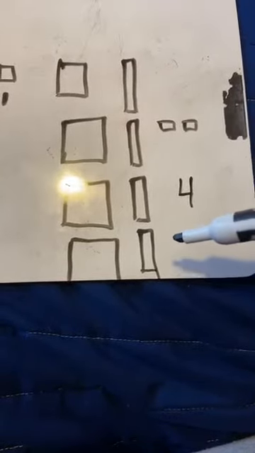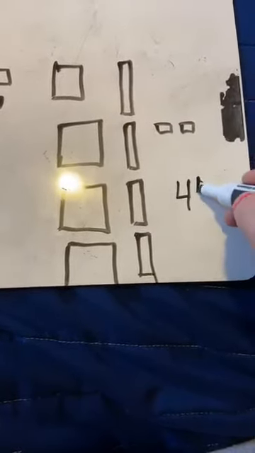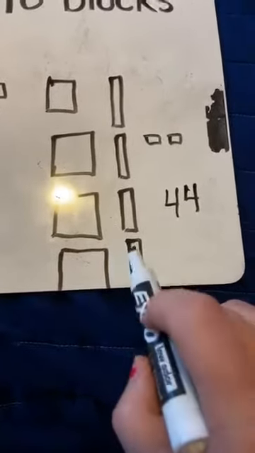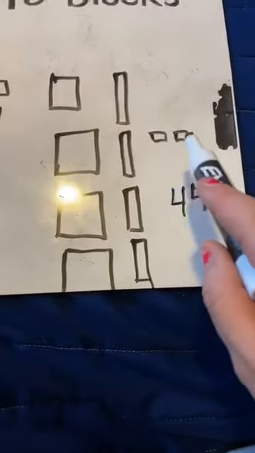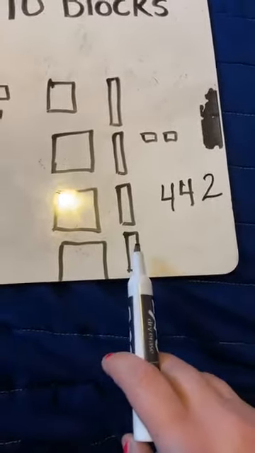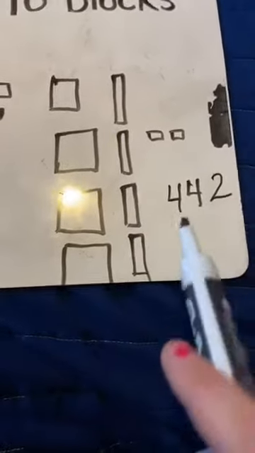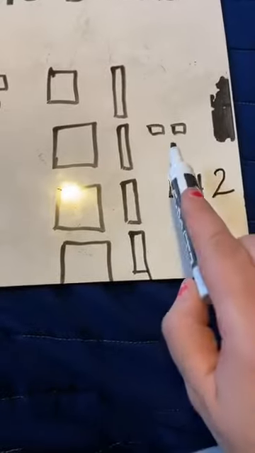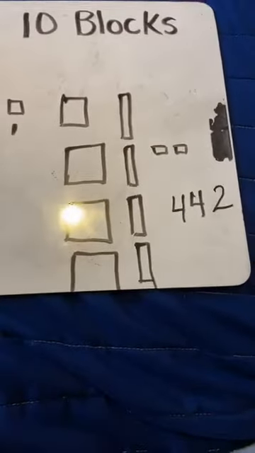How many tens blocks do I have? You're right, I have 4, but that's not just 4. That means that I have 40 because each one of these are worth 10. Okay, and how many ones do I have? You're right, I have 2. So my number is 442, because I have 4 tens and they're worth 10 each. So that means 40 and I have 2.